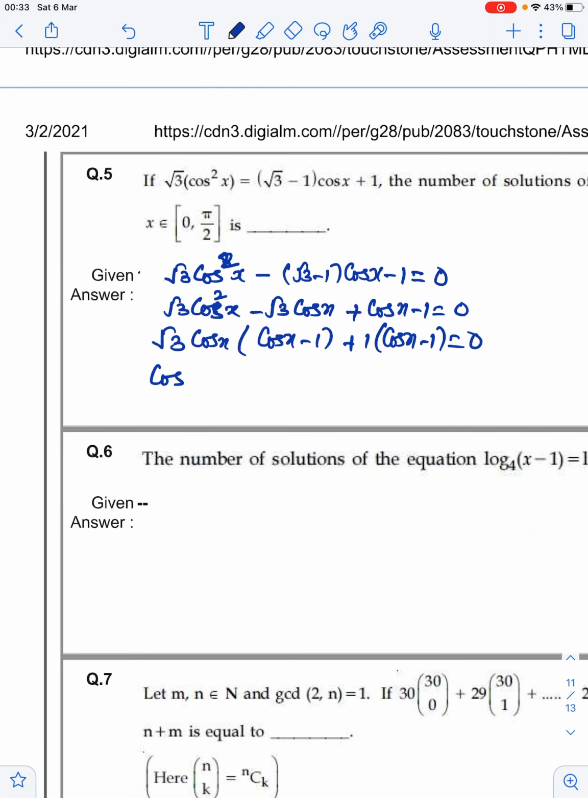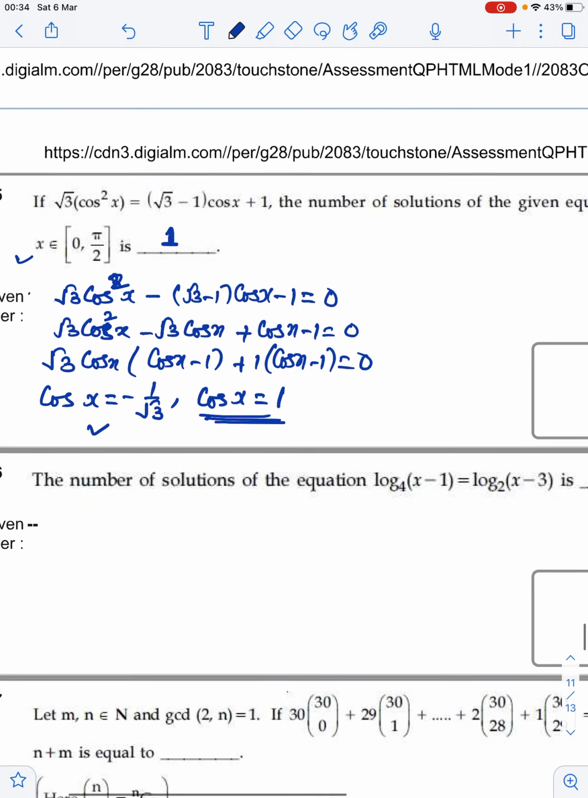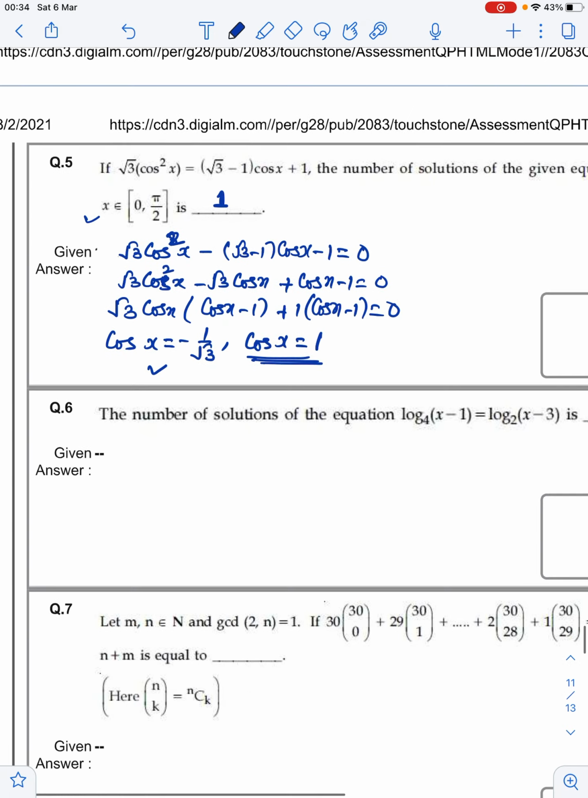So here two possibilities come for cos x. One is cos x can be minus 1 by root 3, and cos x can be 1. Cos x can be minus 1 by root 3 in general, but here they have given a very confined domain, which is 0 to pi by 2, so negative is not possible. So the only possibility is the boundary value. So there is only one solution. They are asking the number of solutions, so our answer is 1.